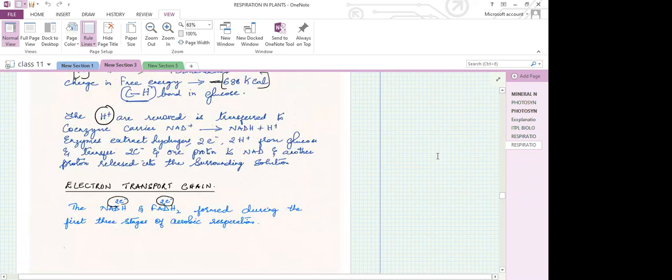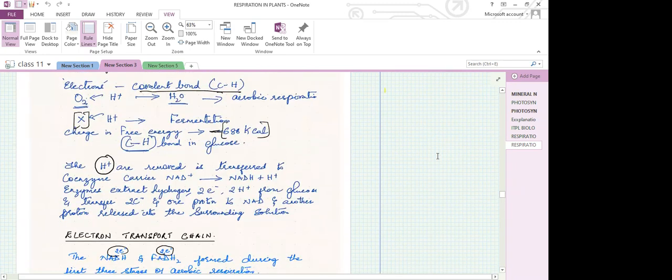See, when a bond breaks in the organic compounds, hydrogen is removed every time. Along with the hydrogen, the electrons are also removed. So there is a transfer of 2 electrons and 1 proton, and NAD is converted to NADH because of the movement of protons. Then movement of electrons also takes place.